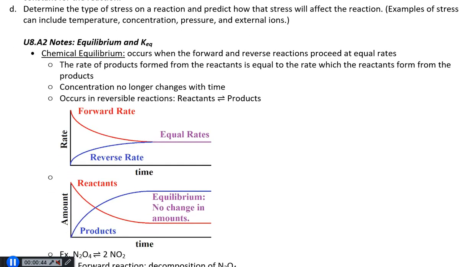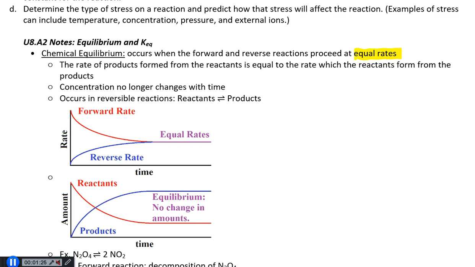Alright, so today, chemical equilibrium. Chemical equilibrium occurs when the forward and reverse reaction proceed at equal rates. So that's really important. This is going to occur at equal rates. Equilibrium does not mean that we have the same concentration of reactants and products. It means that the forward and reverse reaction are proceeding at equal rates. So that means that the rate of products formed will be equal to the rate at which the reactants are formed. Since they're occurring at equal rates, that means that our concentration will no longer change with time.